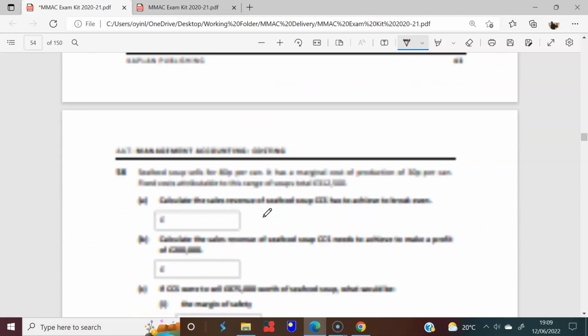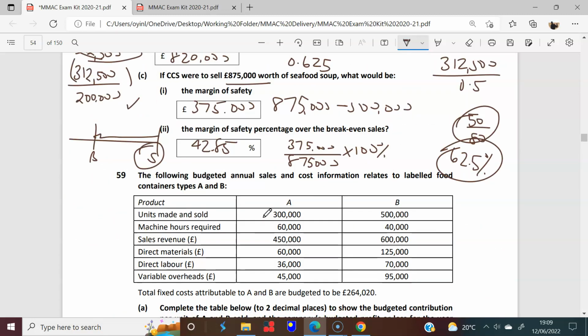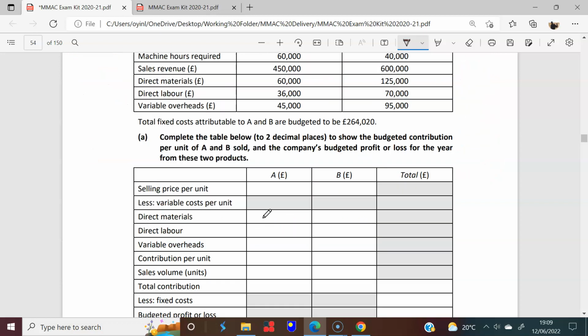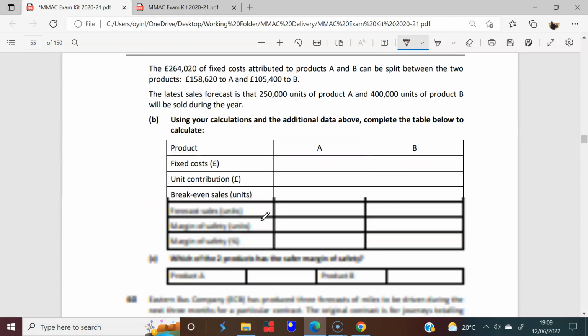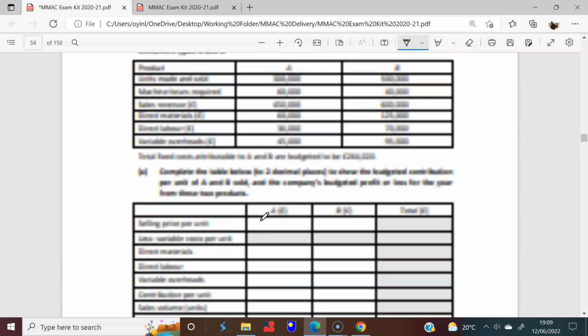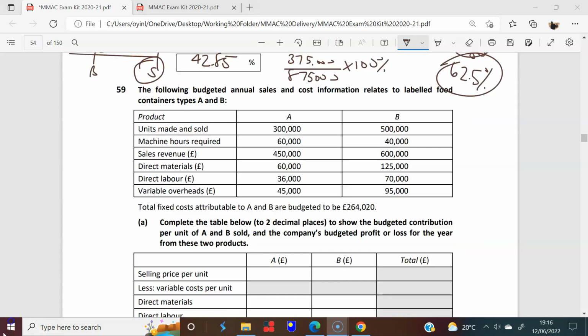So we'll do that question as well. We'll do question 59. Okay, let's do question 59 and let's just run through this step by step. So we're talking about two products, A and B. These are the units that are made and sold.